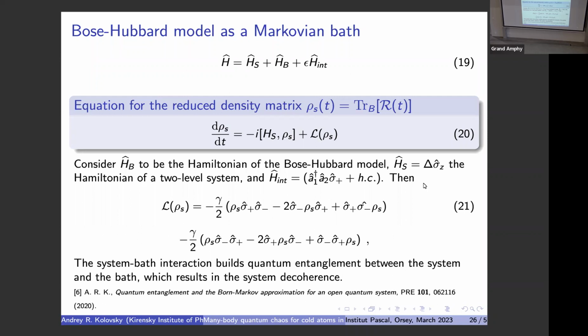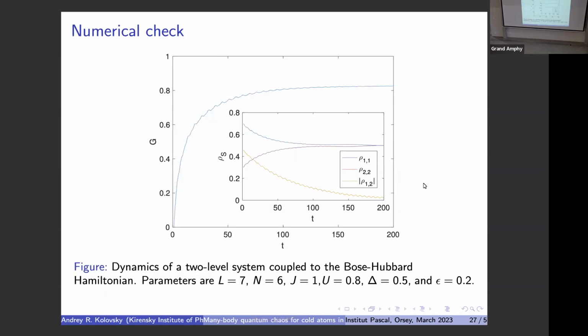Then it is easy to solve this equation. The solution will be that all off-diagonal elements of the density matrix decay exponentially, and the populations of the upper and lower levels equilibrate. This is the solution of this master equation. Now we do a really direct test. We solve the whole problem exactly, then take the trace and check what we see. See? All off-diagonal elements decay exponentially, the populations of the levels equilibrate, which proves that the Bose-Hubbard model in the highly excited state can be considered as a Markovian bath.